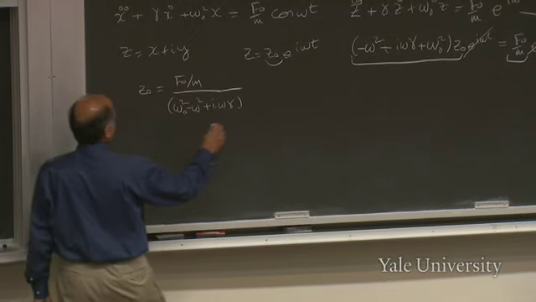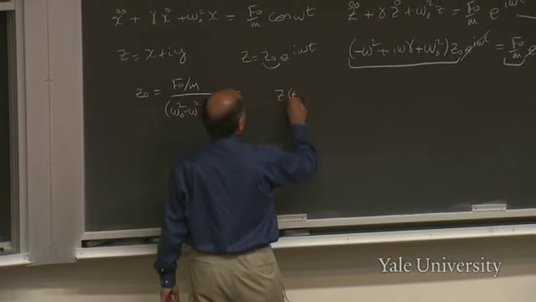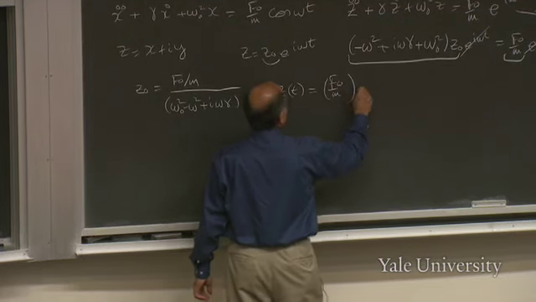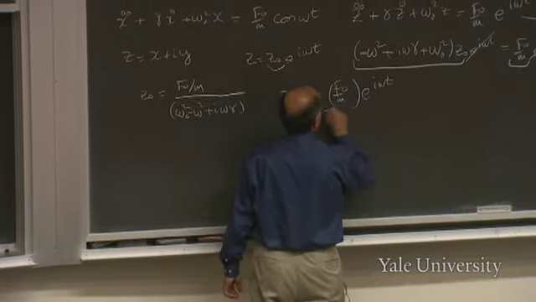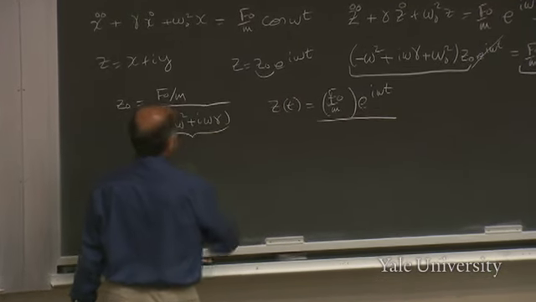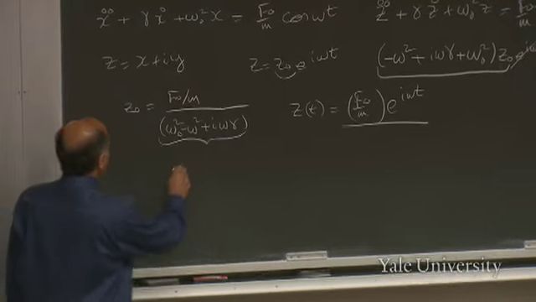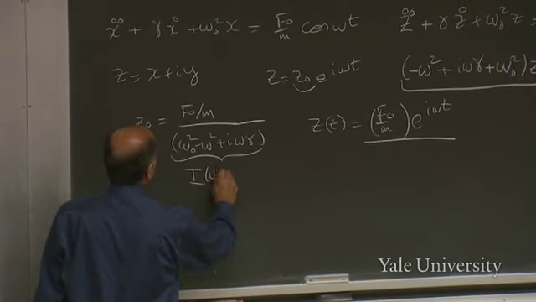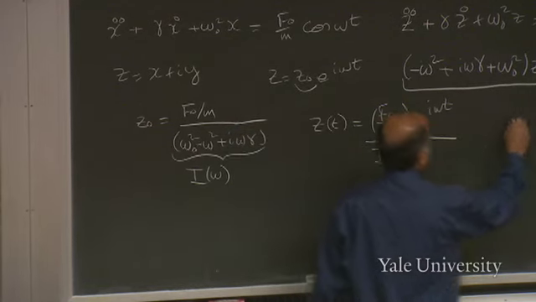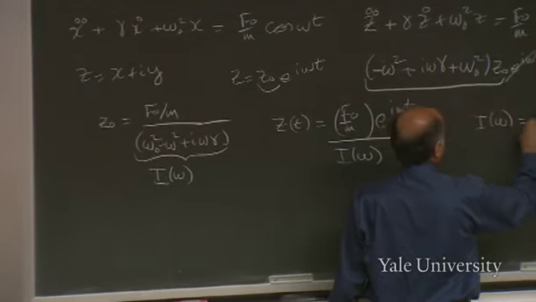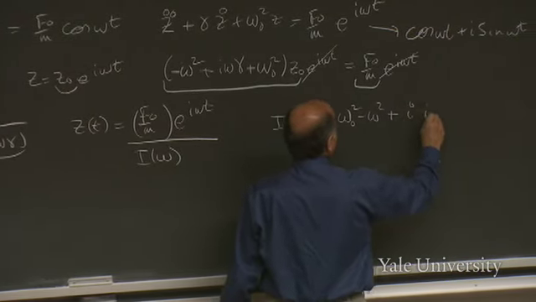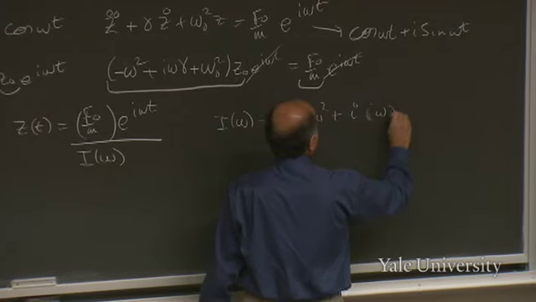And z itself, the complex function we're looking for, is f naught over m, e to the i omega t, divided by this quantity downstairs. This quantity downstairs I'm going to call I of omega. I of omega is a complex number. It's got a real part and an imaginary part. The real part is omega naught squared minus omega squared. The imaginary part is omega gamma.